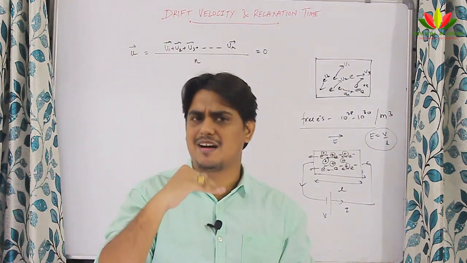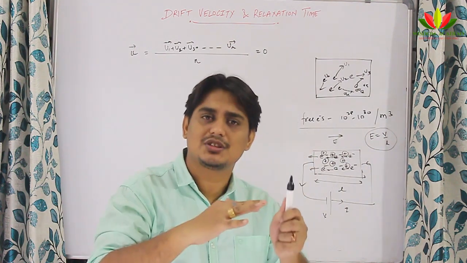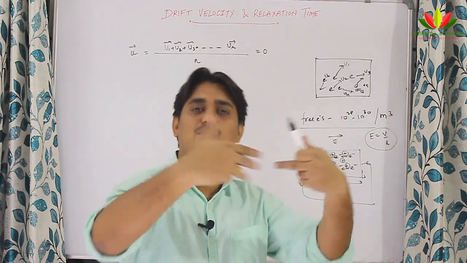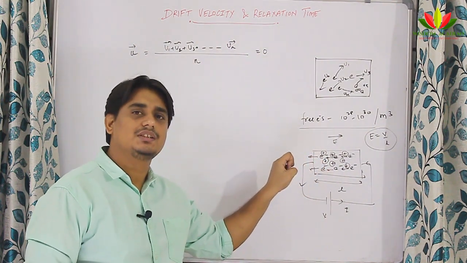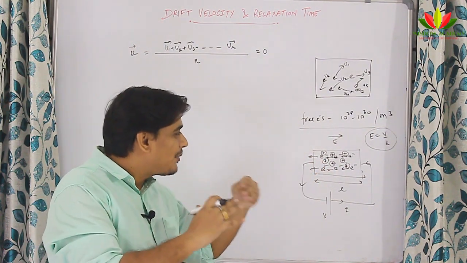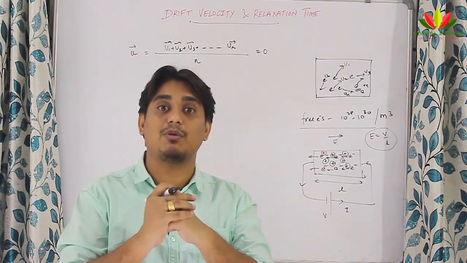Suppose you are moving in a car with a very high speed and suddenly you hit a speed breaker or something, your speed will get reduced. Again, when you are allowed to move, you start moving fast. So, this hitting, this collision will lead to the stoppage of current. Now, I think you will be able to recollect about resistance.